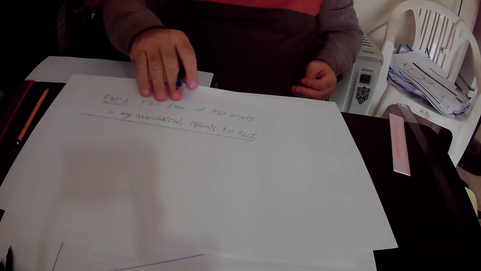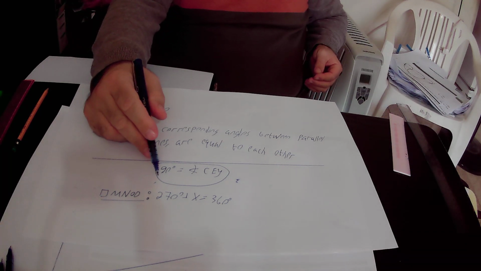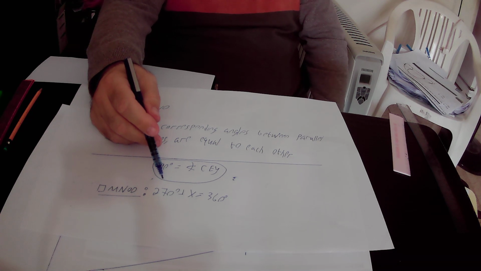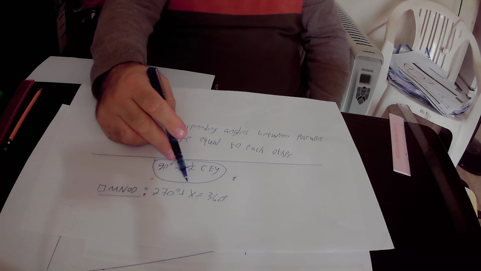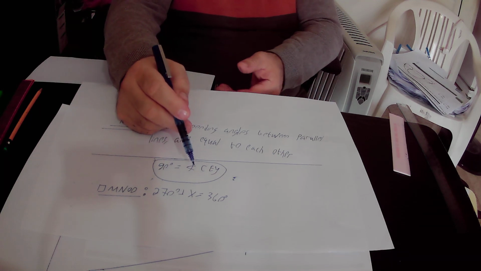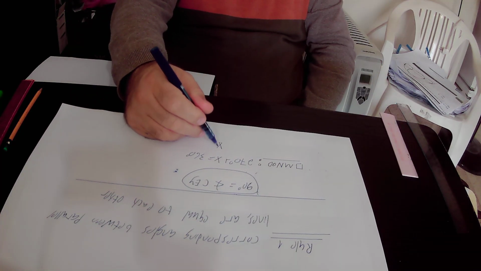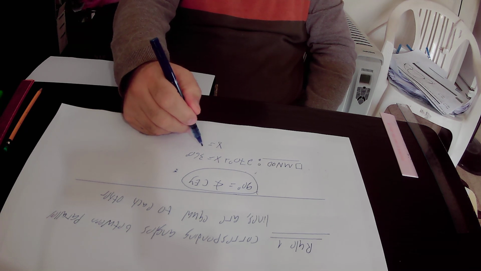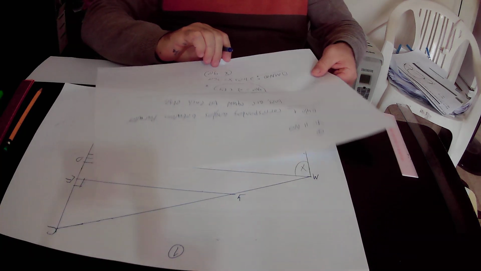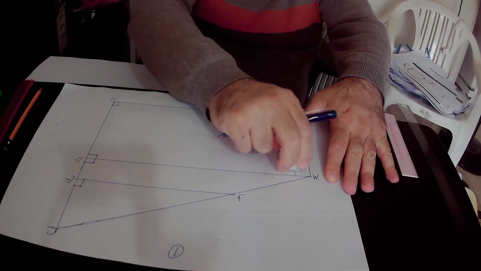So therefore, in quadrilateral MNOD, the sum of its angles equals 360 degrees. That is to say, the sum of the three angles, that is 270 degrees, plus the size of the fourth angle, in total, must be equal to 360 degrees. Here we subtract 270 degrees, and we get that angle X equals 360 degrees minus 270 degrees, angle X equals 90 degrees. So angle X is a right angle.